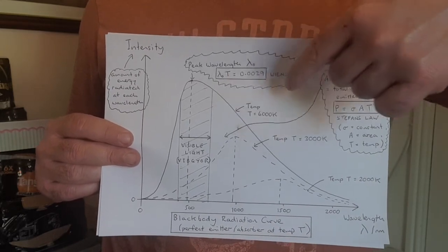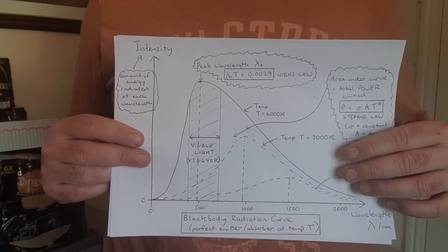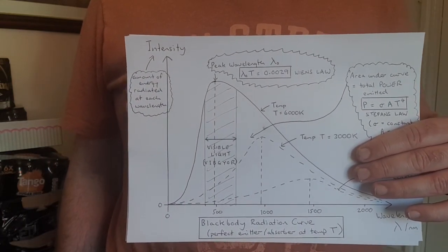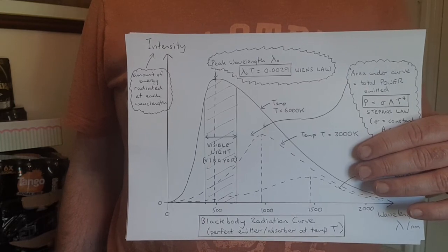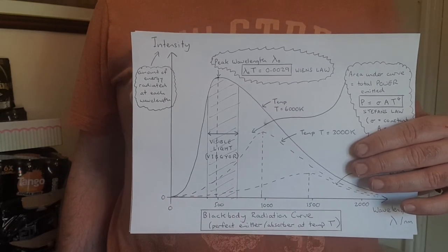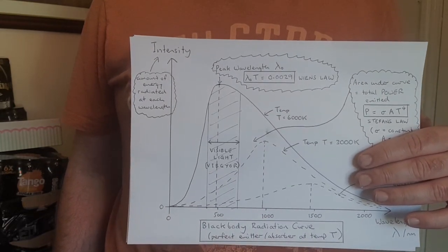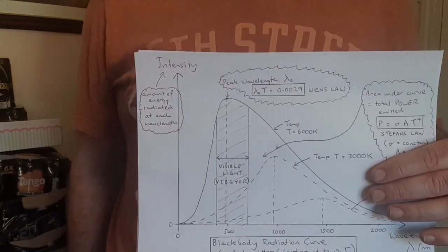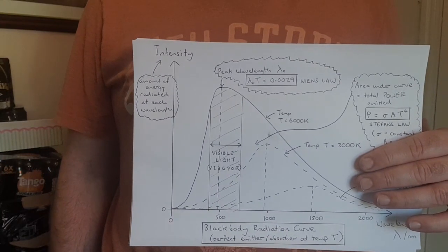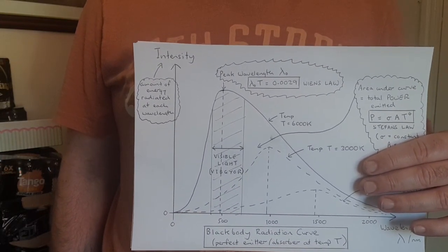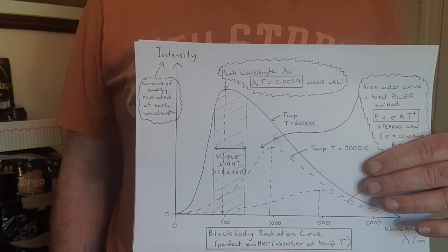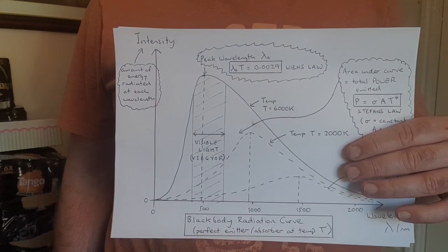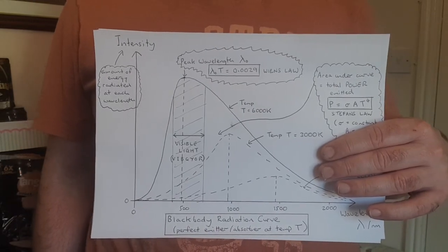The first one is Wien's law. Wien's law, really simple, tells you where the peak wavelength is for a black body spectrum. The peak wavelength is inversely proportional to temperature in Kelvin. So peak wavelength times temperature equals a constant. The constant is 0.029, sometimes called Wien's constant. That's the first rule that you have to learn when you're dealing with blackbody radiation and stars.